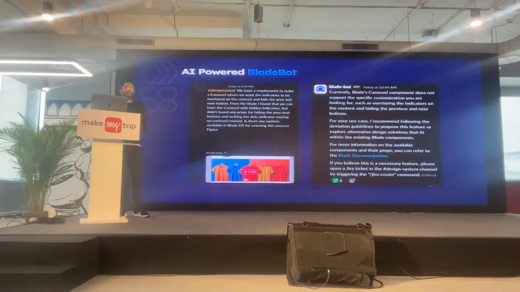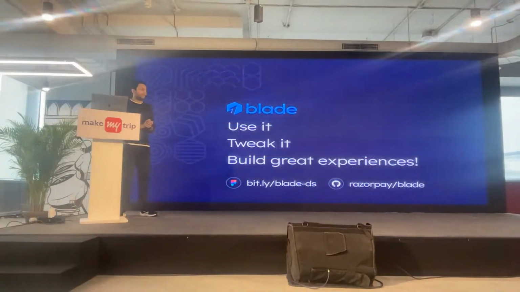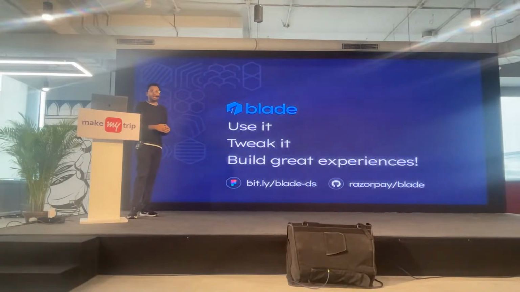So we are hoping we evolve on AI going further. We have a bunch of ideas that we want to implement in terms of AI, and hopefully you'll see a lot more coming in from Razorpay and Blade. Blade is completely open sourced. The code is open sourced. The Figma files are open sourced. You can go in, use it, tweak it, build your own experiences with it, learn from it, whatever you want, contribute to it. Please fix our bugs. We'll be more than happy.